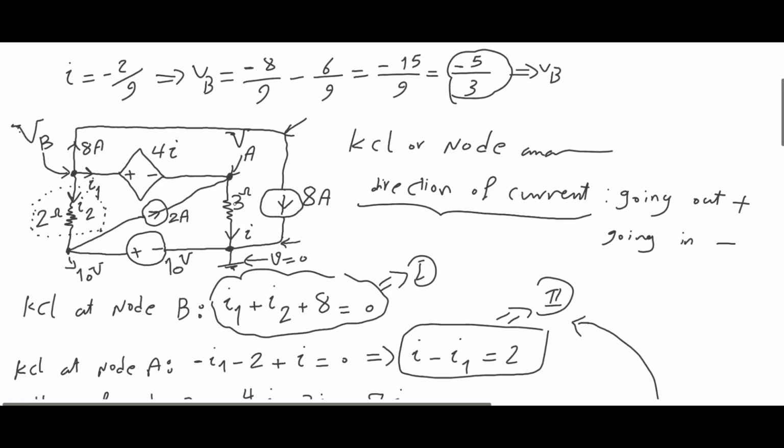What about the voltage of node A? That's easy, just 3 times I. The voltage of node A is negative 6 over 9. Or if I divide them by 3, it becomes negative 2 over 3.